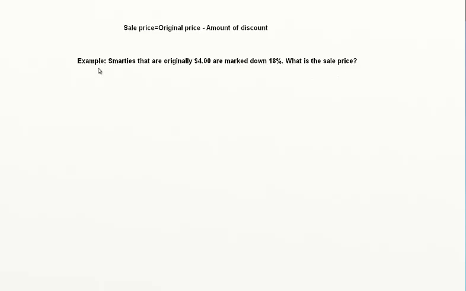So the example we have here is Smarties that are originally $4 are marked down 18%. What is the sale price? So we're going to use this equation up here that the sale price is equal to the original price minus the amount of discount. Now we have the original price. They're originally $4. But we're not sure the amount of discount yet. We only know they're marked down 18%.